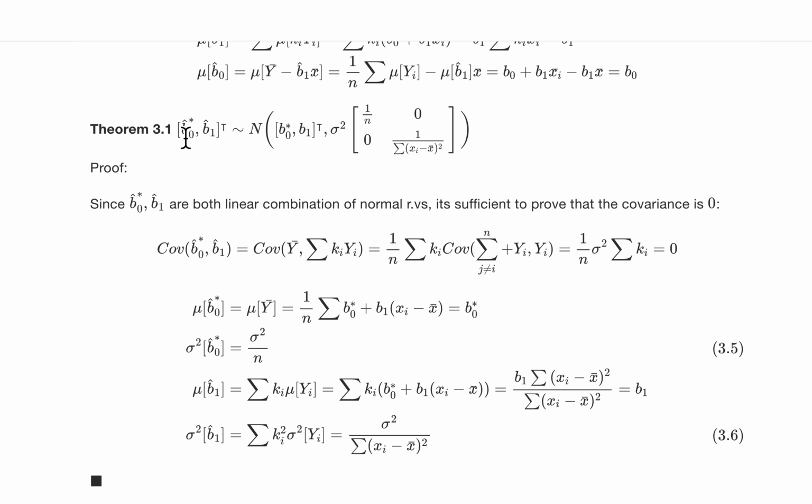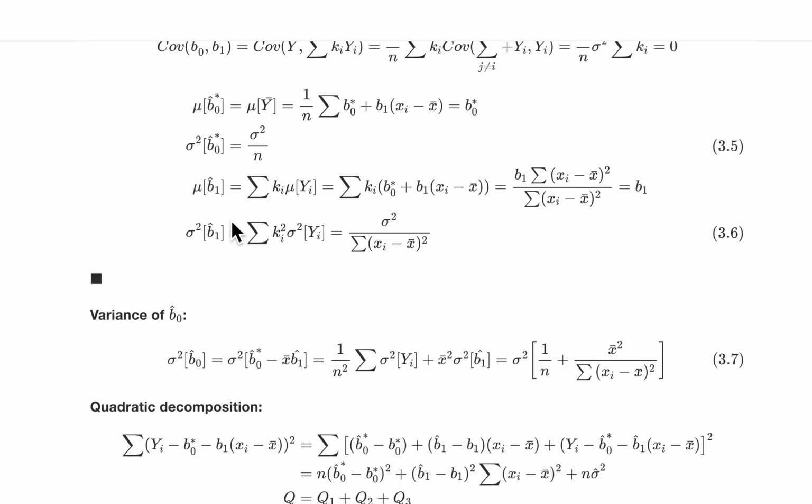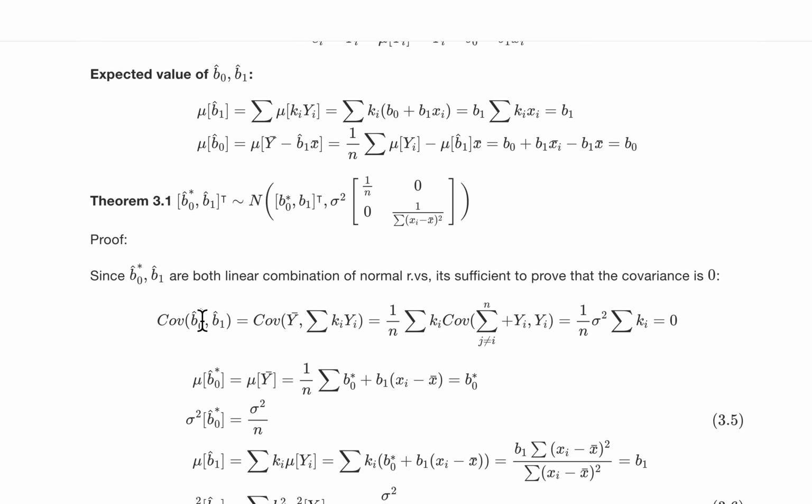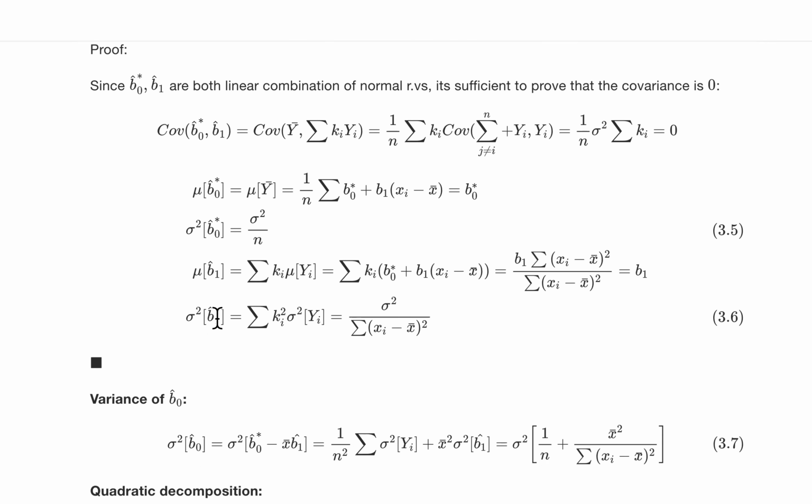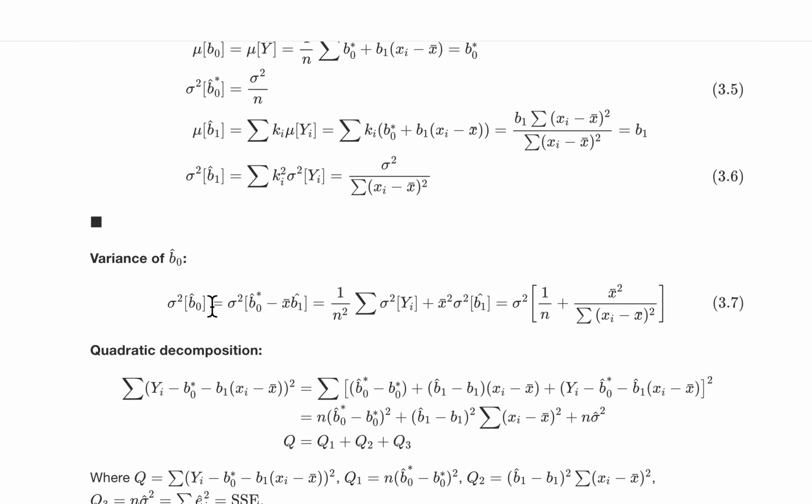And because of the independence of b0 hat star and b1 hat, we can actually find the variance of b0 hat. We couldn't find that earlier easily because we know b0 hat is a linear function of b0 hat star minus x bar times b1 hat. And now we know that b0 hat star is independent of b1 hat. Then when we find the variance, we can just write it as the sum of their own variances, and now we can find the variance of b0 hat star.